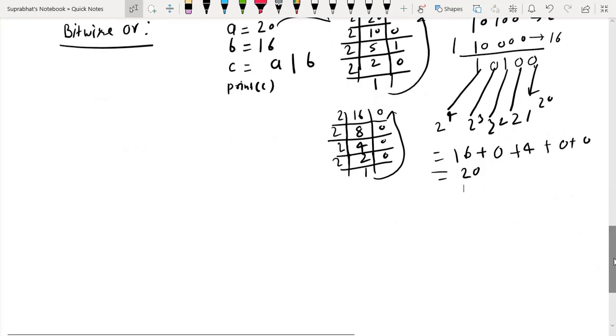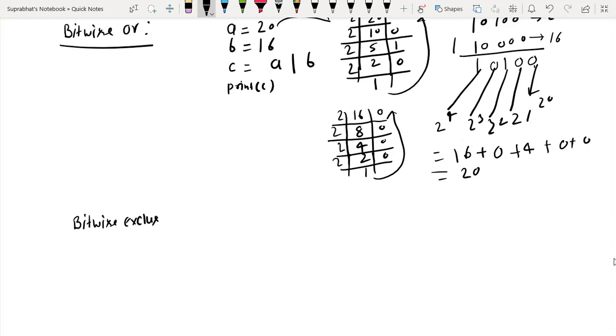bitwise exclusive OR. Similarly, a equals 5, b equals 6, and now I am applying c equals a exclusive OR b. So what will be the value?